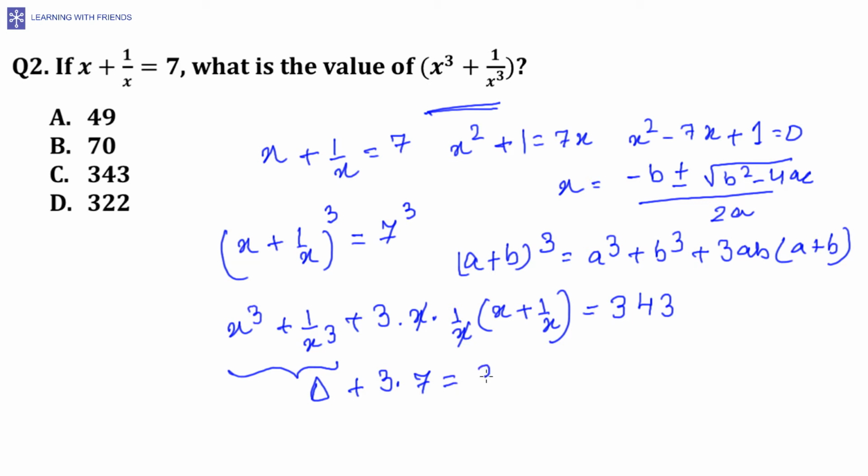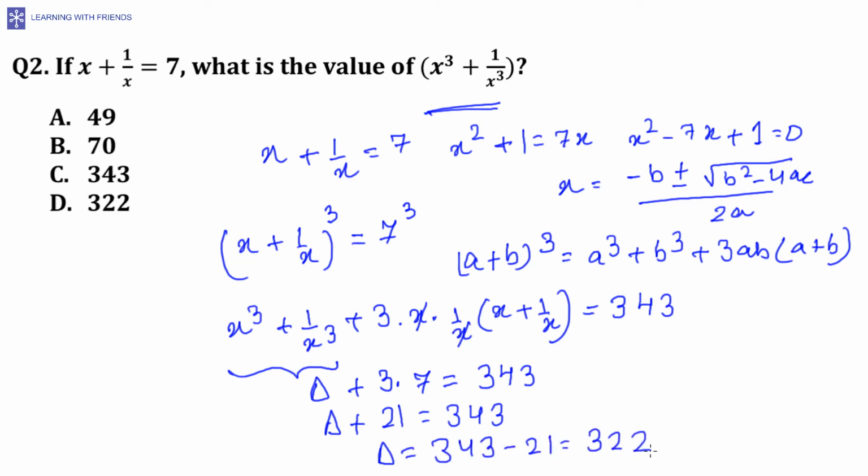This is 343, right? This is 3 multiplied by 7. This is a notation of writing. This is not 3.7, right? So just remember that. So delta plus 21 is 343, where delta is what we have to find, x cube plus 1 by x cube, or delta is 343 minus 21, which is 322, and that is our right answer.